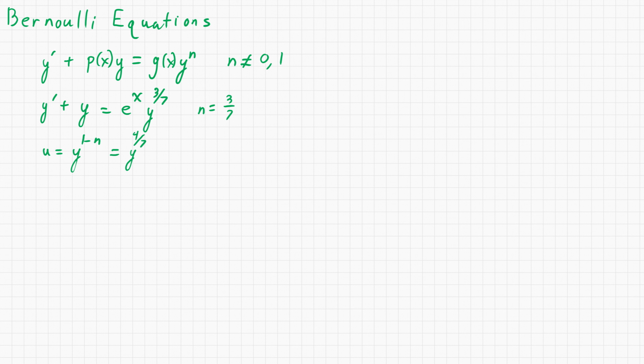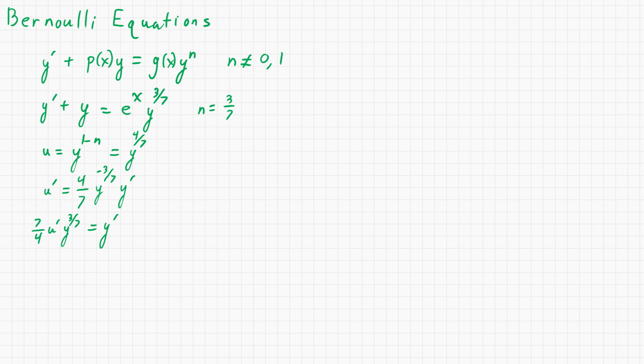4/7. Want to find the derivative here, so u prime is equal to, okay, the 4/7 will drop down, y to the 4/7, 4/7 minus 1 is negative 3/7, so y to the negative 3/7 times y prime. We want to get y prime by itself, so let's see here. So multiply, we get 7/4 u prime, y to the 3/7. All right, equals y prime.